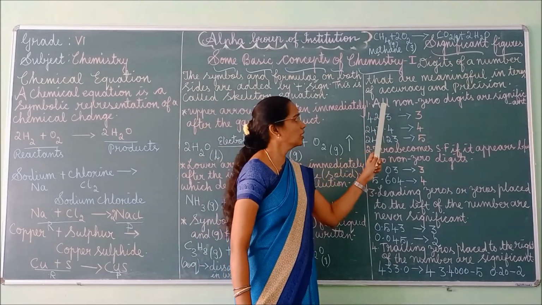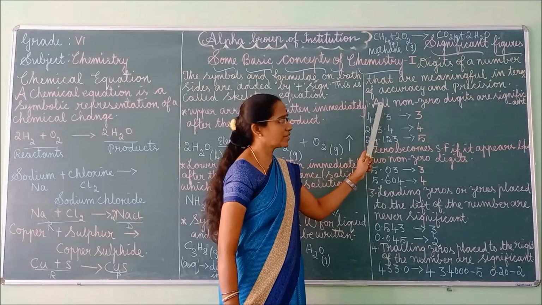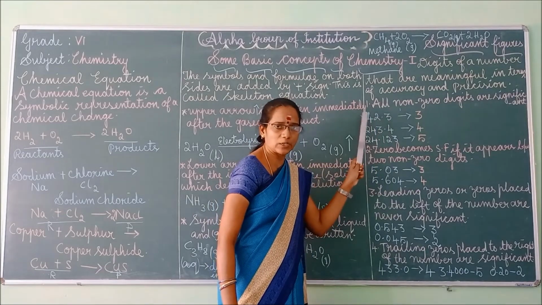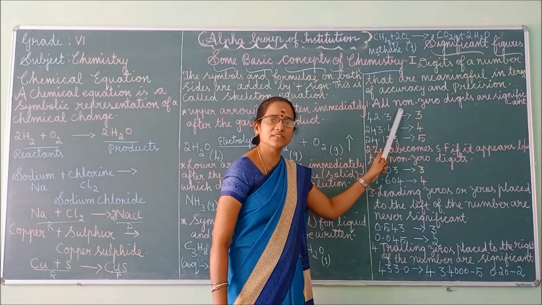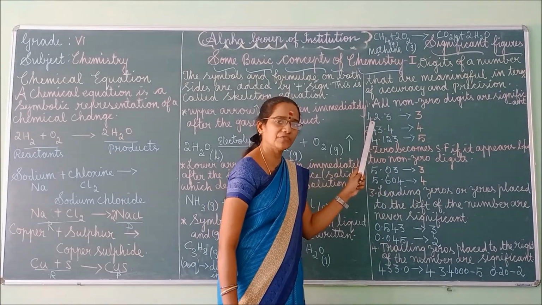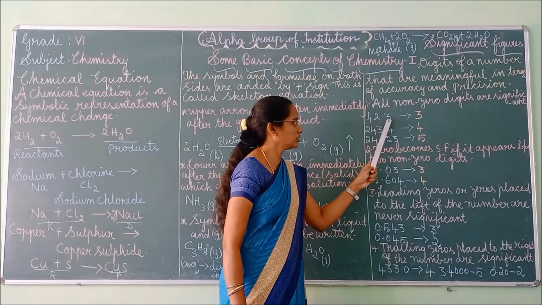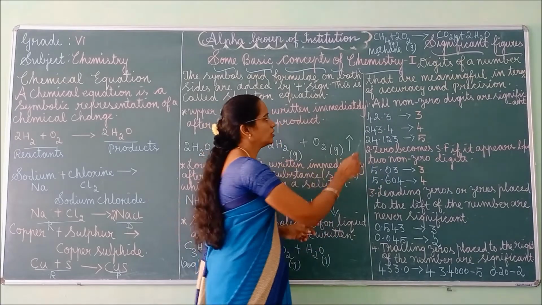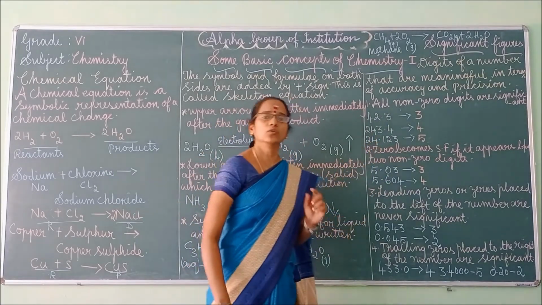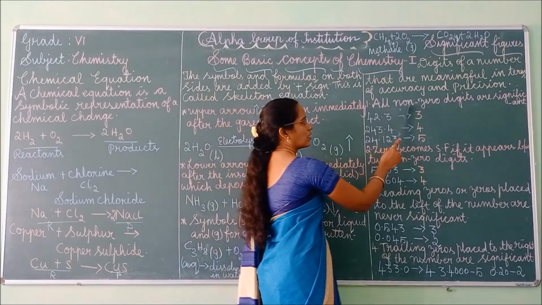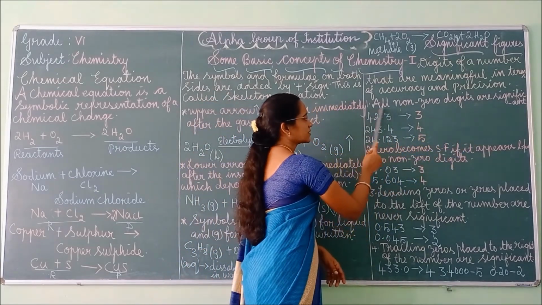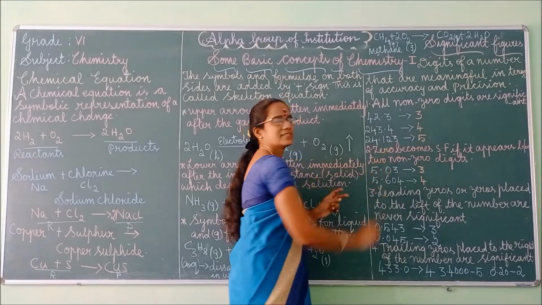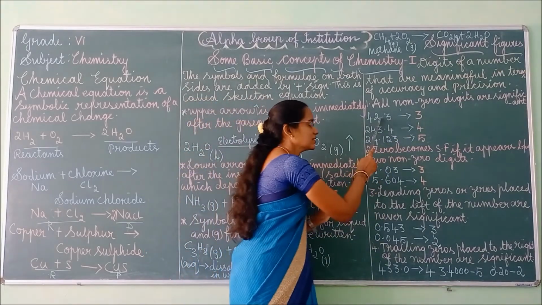What's the first point? The first rule is all non-zero digits. These three are non-zero digits, so all non-zero digits are significant. How many significant figures are here? 1, 2, 3. So there are 3 significant figures in 42.3. You have to learn this rule, and based on it you can write the significant figures. Here there is no zero, so you count all the digits. 3 significant figures is the answer for the first one, right?